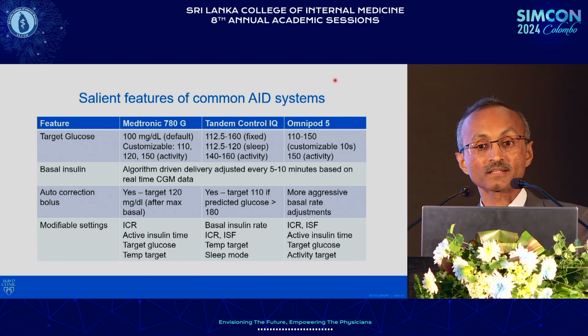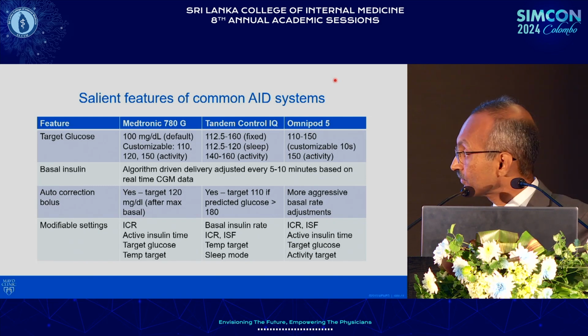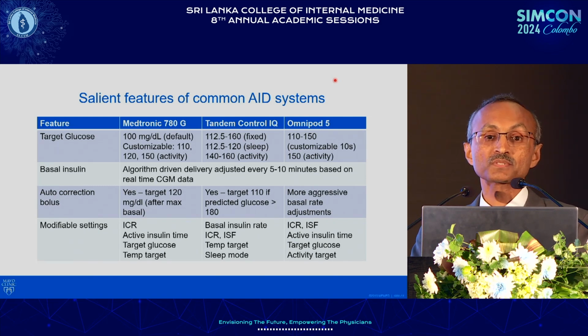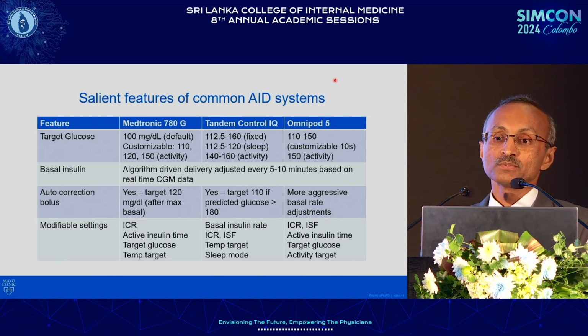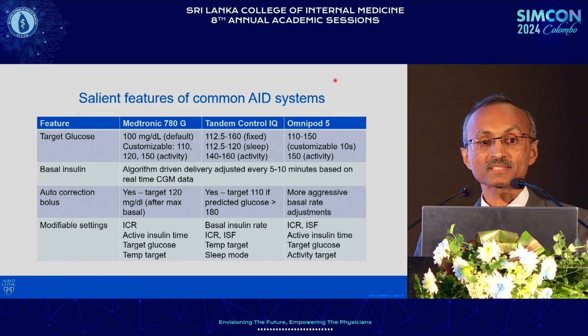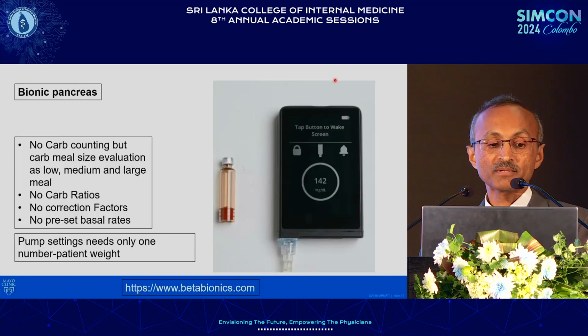ICR is the insulin to carbohydrate ratio, how many units of insulin are needed for each carbohydrate gram, then the active insulin time, and the target glucose. So there are a few things that you can still tweak. Once you start using them, you will know. So it's not completely automatic. There are some things which are still under your control, but much of the basal rate is automated, and that has been very beneficial. Though I told you that there are pumps which don't do this.